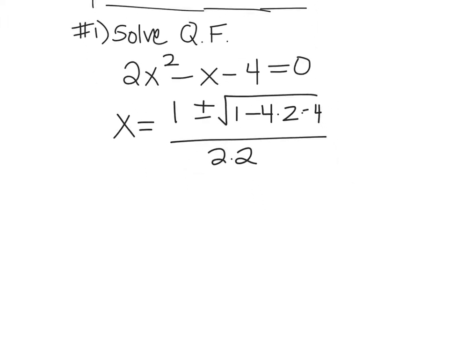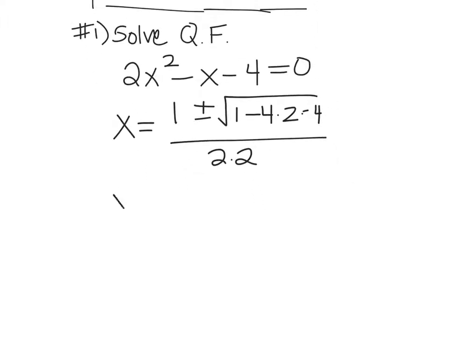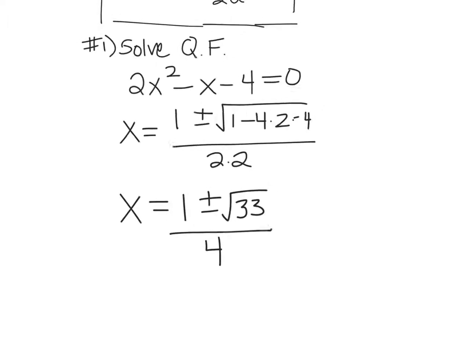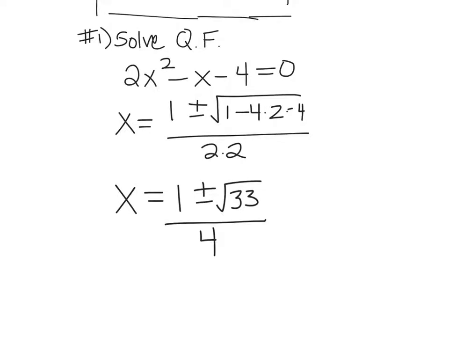Okay, and now we need to simplify. So this is the way I like to simplify this. x equals 1 plus or minus, and I'm going to get my calculator out and plug in the inside of the radical, not with the square root, but I'm going to do 1 minus 4 times 2 times negative 4, and I get 33. So that's going to stay right there over 4. Okay. And now at this point, I look at it and I say, is there anything else I can do?